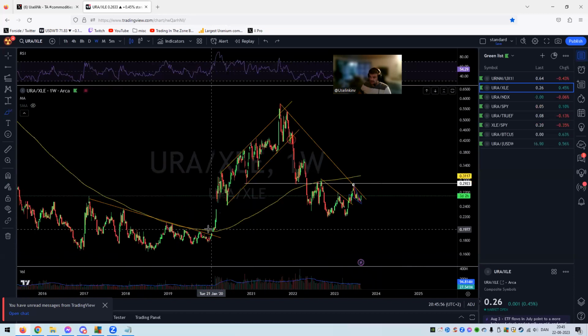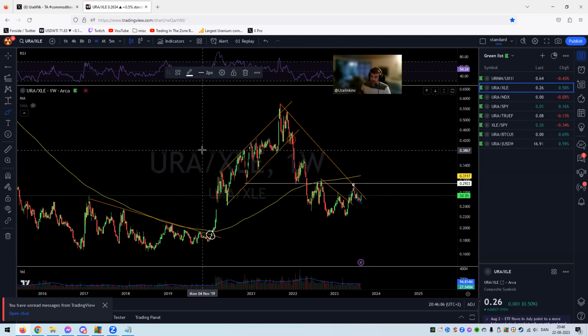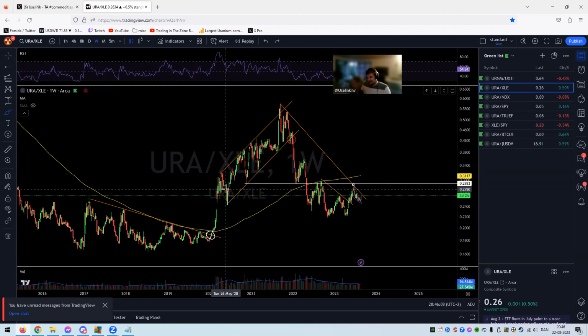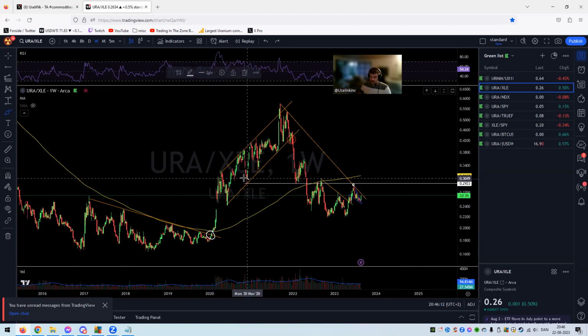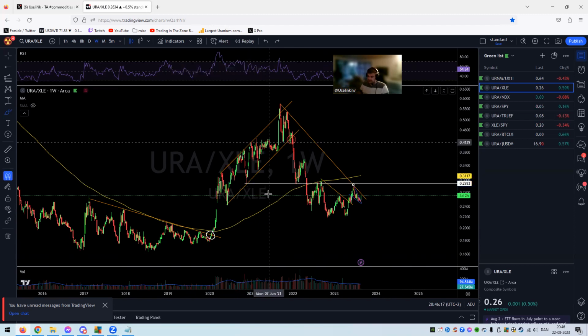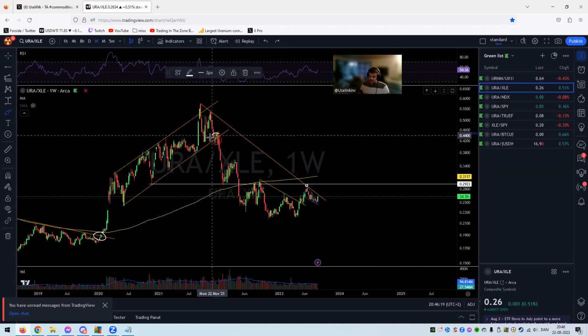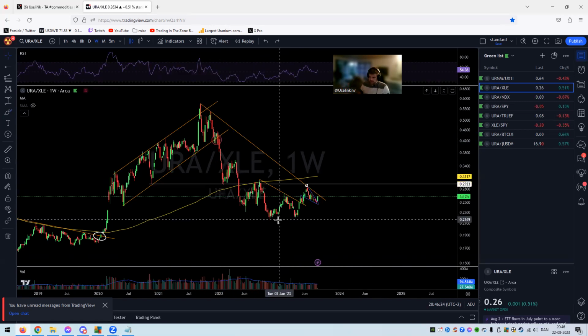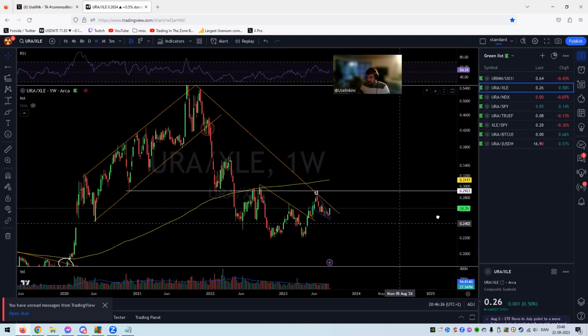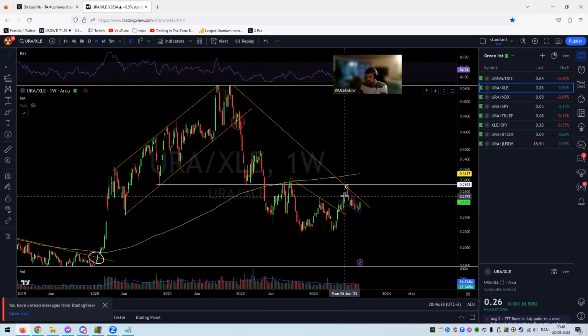And this to me, as you can see here, actually in early 2020, just before the big event, we actually had outperformance by URA over the XLE. But it wasn't until here in November 2020 where uranium miners really started to kick off. This again here was the confirmation that URA is no longer underperforming the XLE.